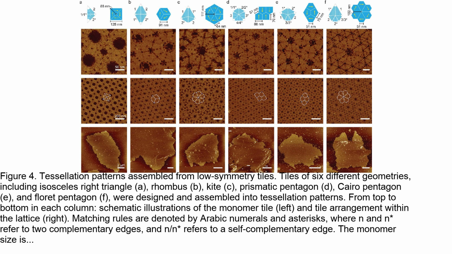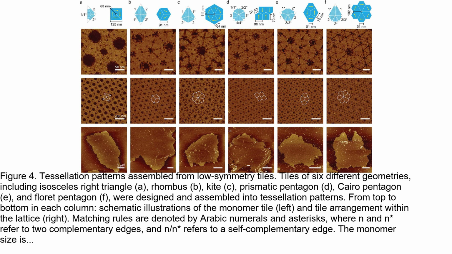The figure shows 6 different tile geometries, including an isosceles right triangle, a rhombus, a kite, a prismatic pentagon, a chiropentagon, and a floret pentagon. For each tile geometry, the figure provides a schematic illustration of the monomer tile and the arrangement of tiles within the lattice. The figure also includes zoomed-in AFM images showing the detailed tile arrangement and intertile connections, a 1 micrometer x 1 micrometer AFM image showing a nearly defect-free area on the lattice, and a zoomed-out AFM image showing the size and overall quality of the crystalline lattice.